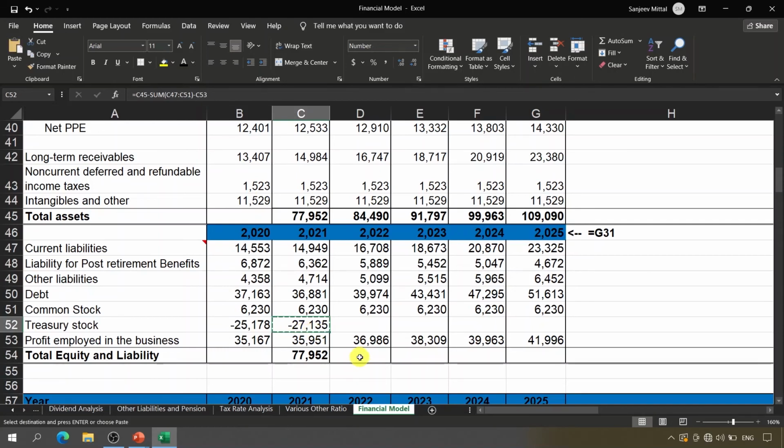So if I go further and just copy paste these numbers, you can simply see that your treasury stock for all the years can be found here. Can you see this? You will say yes.